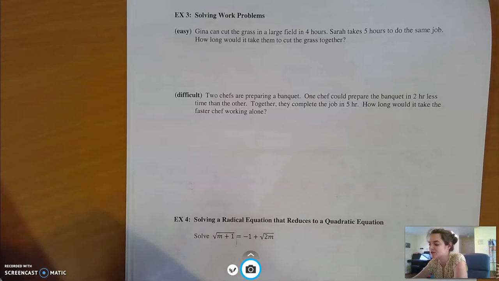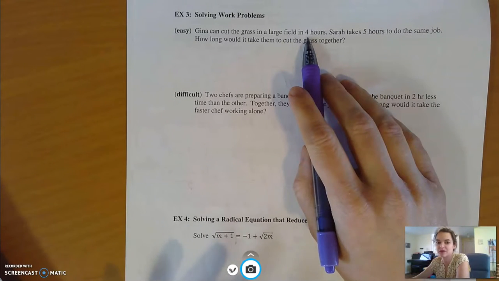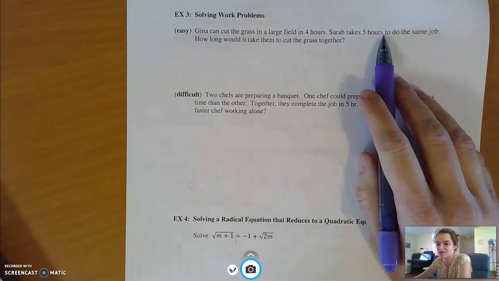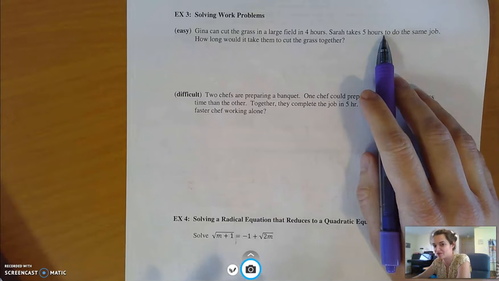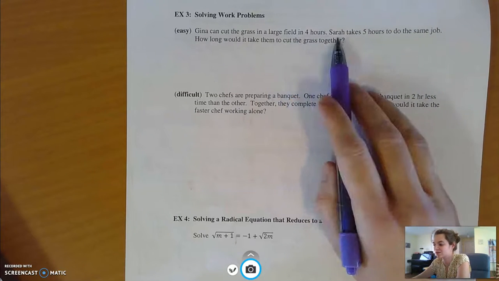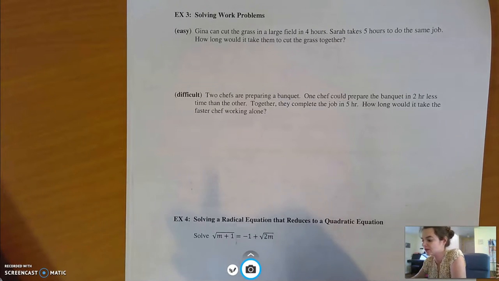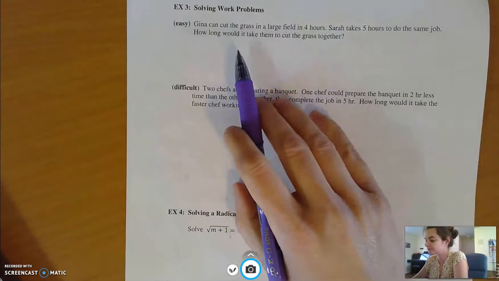Okay? So if it makes your brain feel a little better, if there were 2 Ginas, you would take half of 4, that'd be 2 hours. If there were 2 Sarahs, you would take half of 5, that'd be 2.5 hours. So with Gina and Sarah working together, we're looking at somewhere between 2 and 2.5 hours as our answer. Okay? So let's set that up.